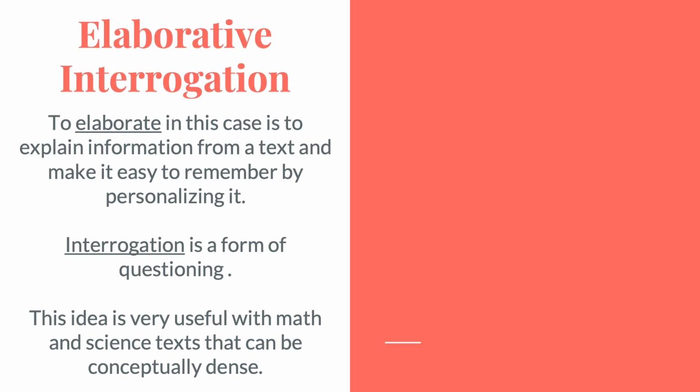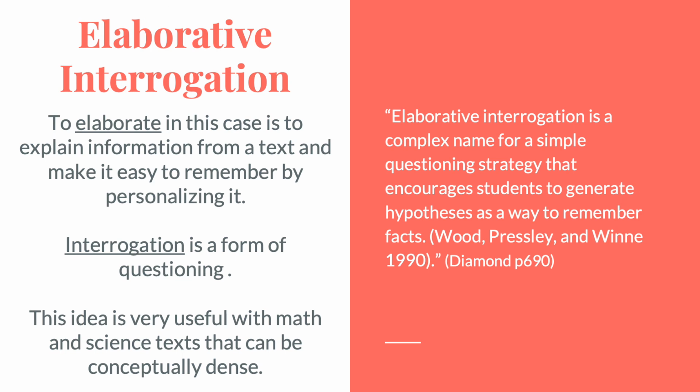Instructional text, elaborate interrogation. To elaborate in this case is to explain the information from a text and make it personal. Make it easy to remember by personalizing it. Interrogation is a form of questioning. Elaborate interrogation is a complex name for a simple questioning strategy that encourages students to generate a hypothesis as a way to remember facts. This is a very useful idea in math and science that can be conceptually dense.